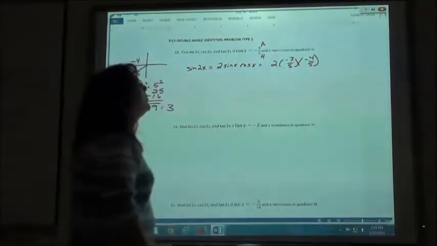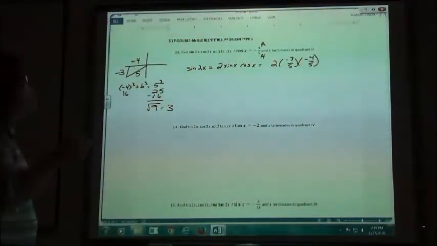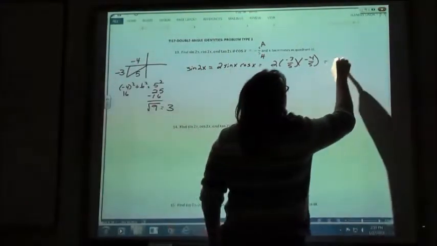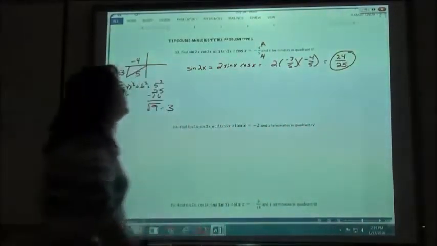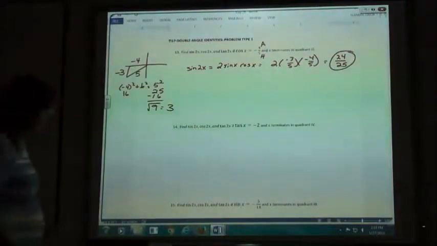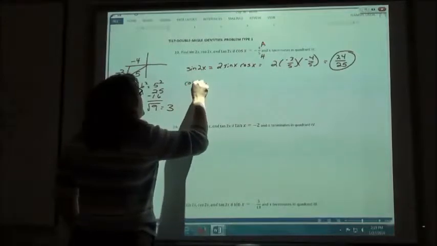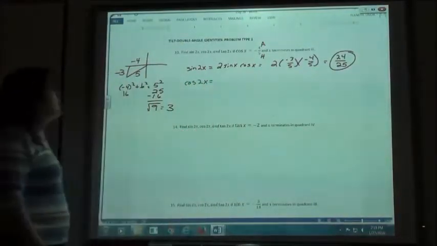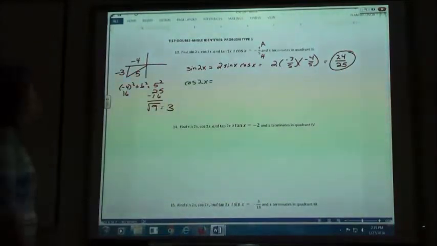And then I'm just going to multiply that out. So I am going to get 24 over 25, and it's going to be positive. And that is going to be my first answer for the sine of 2x. Then I am going to do the cosine of 2x. Again, you can use any one of the 3 formulas. I'm going to use cosine squared minus sine squared.